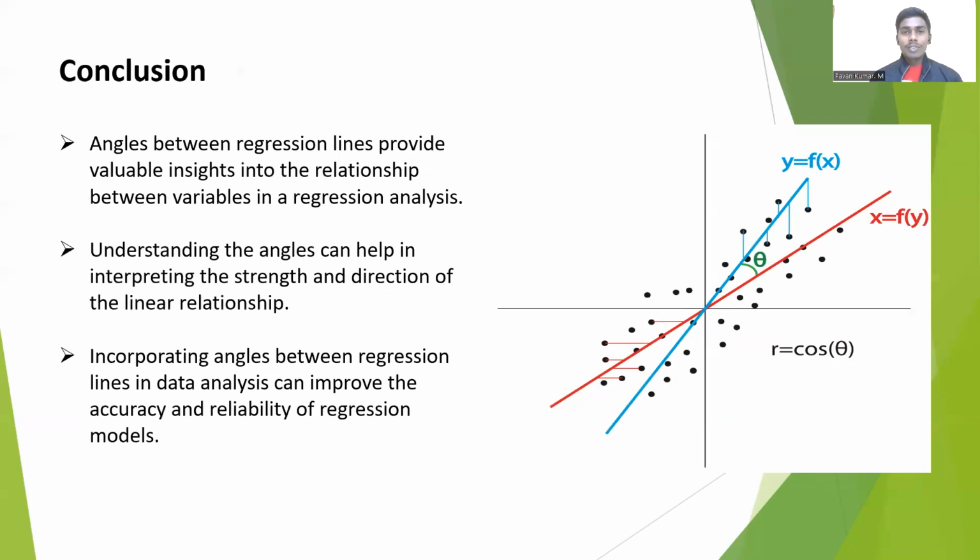So here comes the end of this video. Here is the conclusion of this slide. Angles between regression lines provide valuable insights into the relationship between variables in a regression analysis. Understanding the angles can help in interpreting the strength and direction of the linear relationship. Incorporating angles between regression lines in data analysis can improve the accuracy and reliability of regression models.